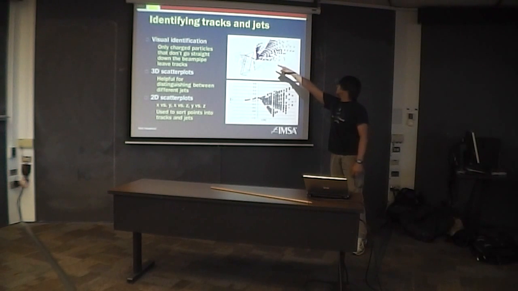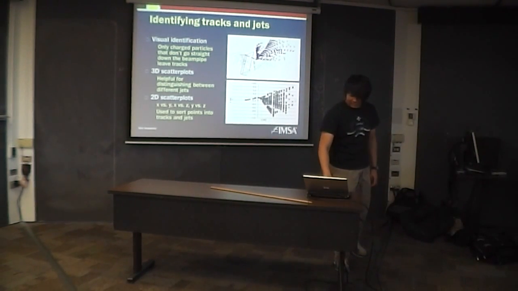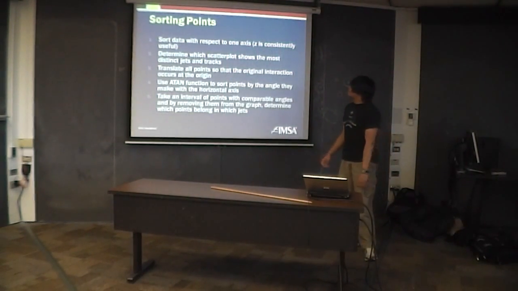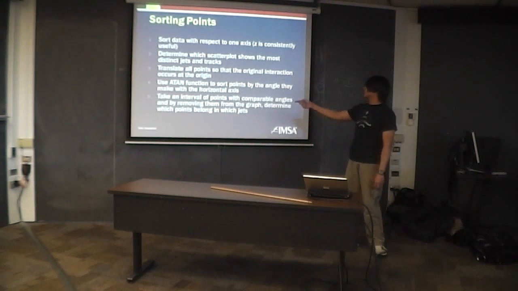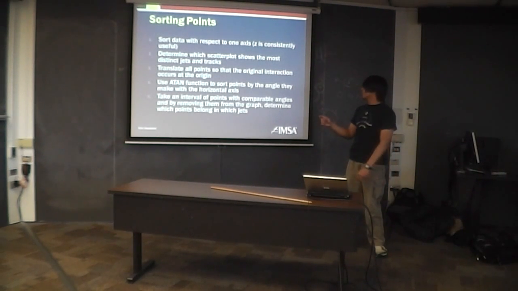Right there, 2 jets, 1 track. Using that information, I could compare with my 2-dimensional scatter plots and see which one distinctly showed 2 jets and 1 track. Then I used those 2-dimensional scatter plots to determine, and then I translated all the points so that the interaction point occurred at the origin of the graph. That way, I can use the arctan function of Excel to sort the points based on the angle that they made with the horizontal axis.